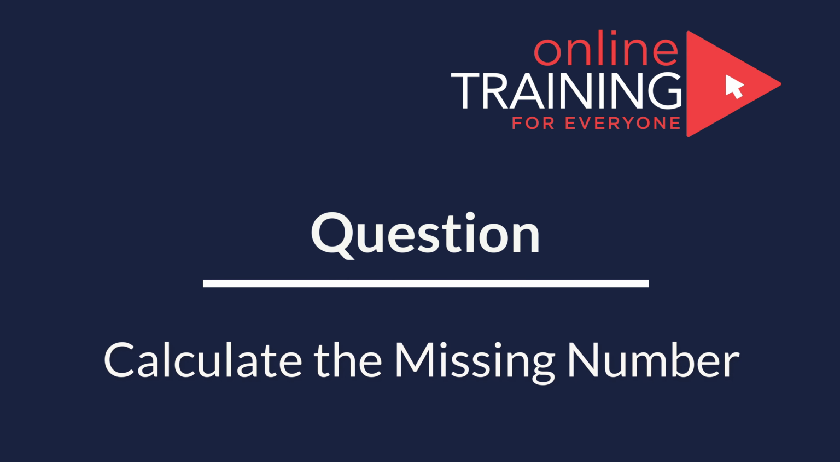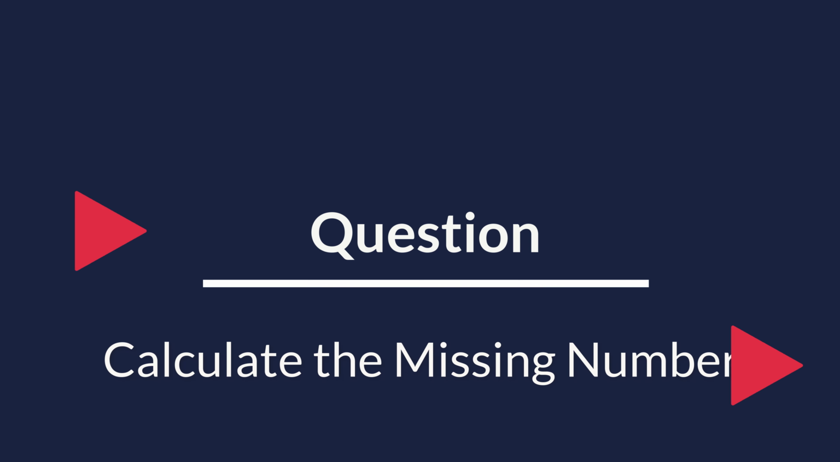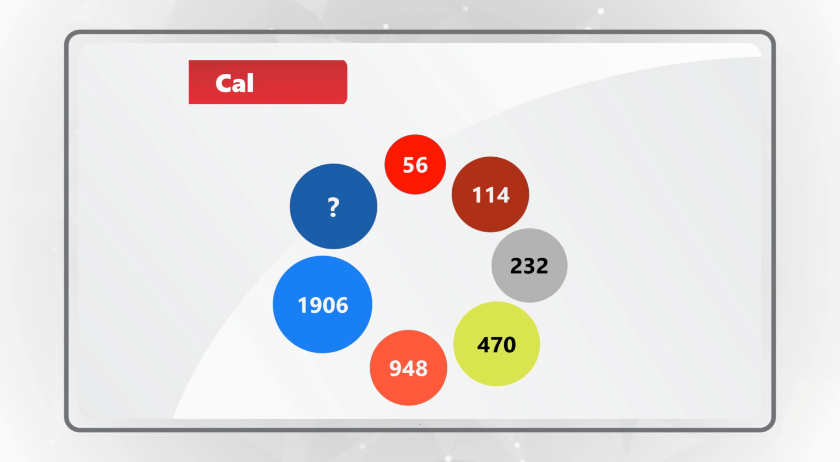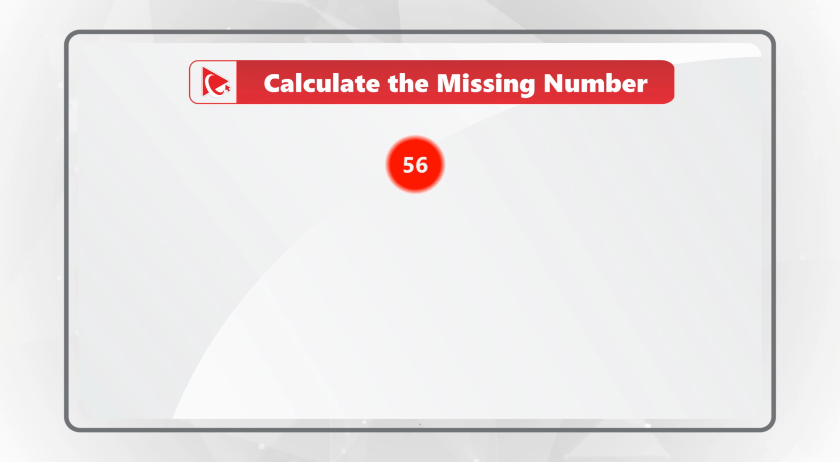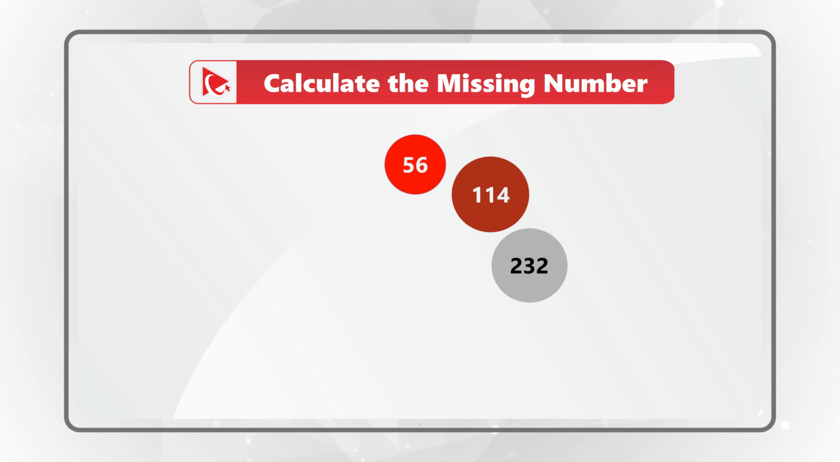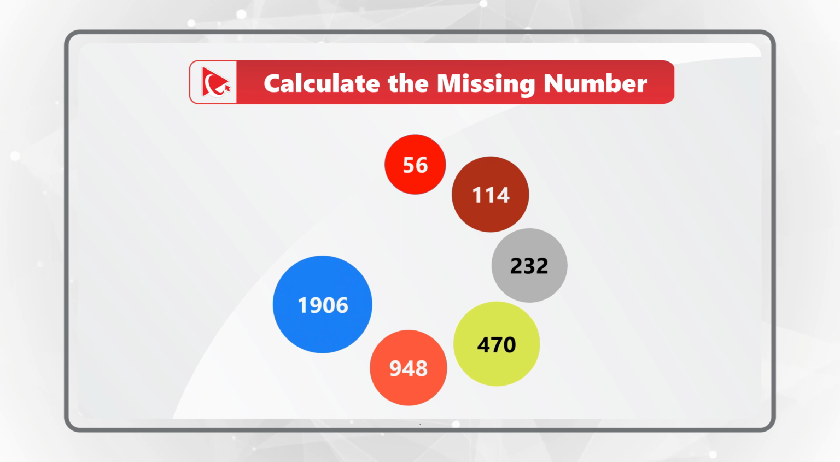Here's an extremely tricky question, but I have full confidence that you'll be able to solve it. You're presented with the sequence of circles, which is also organized in a circle. Sequence starts with the red circle with the number 56 inside. Next circle has number 114. Following it, circle with the number 232. Then circle with the number 470. Then circle with the number 948. Then follows the circle with the number 1906. And then comes the circle with the missing number.